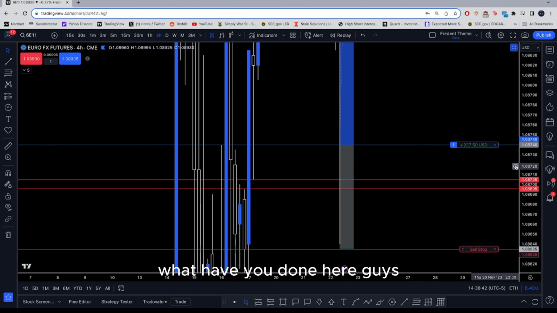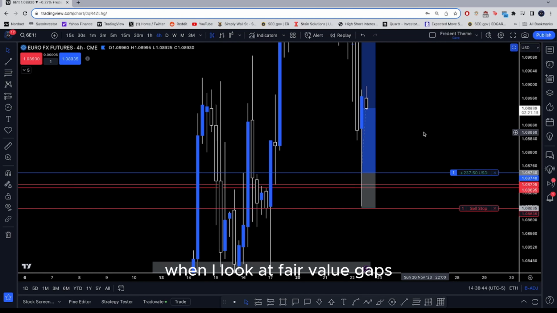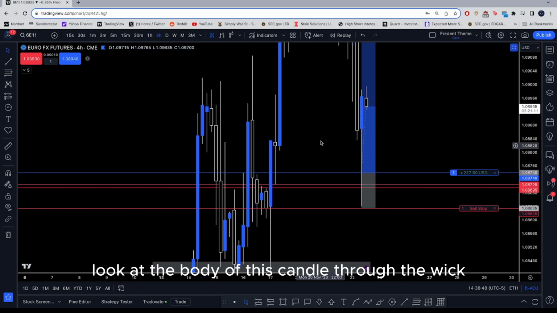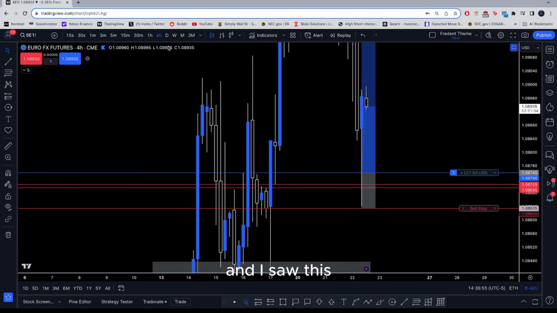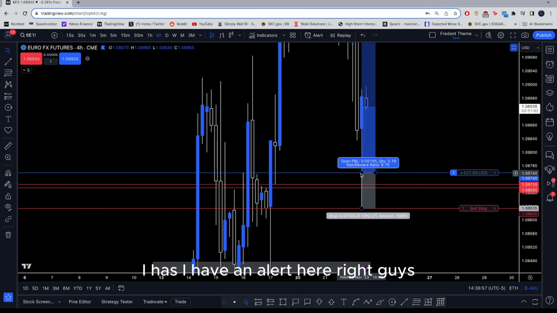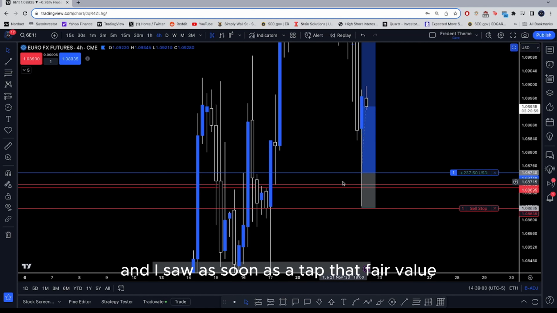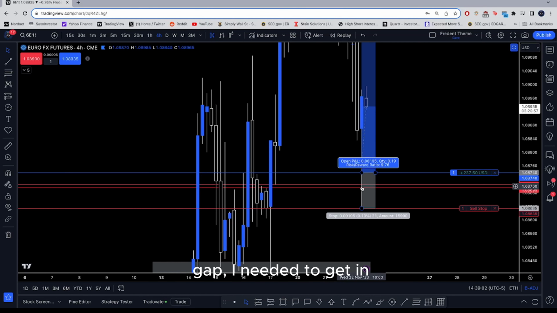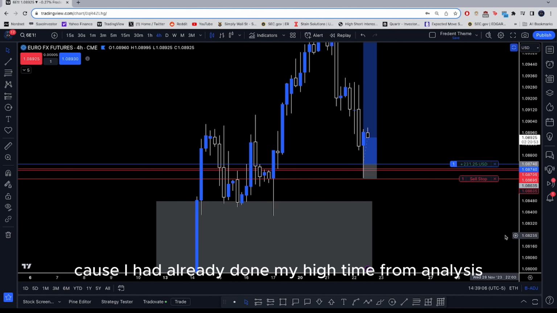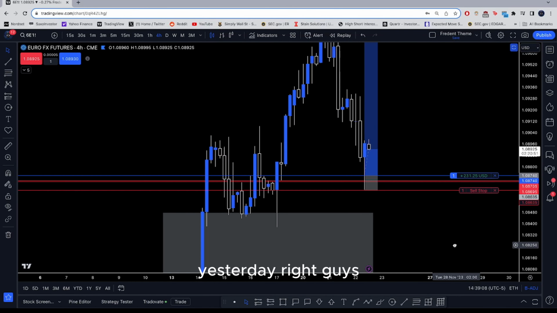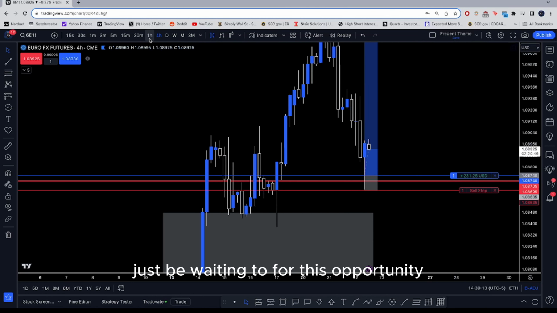What have we done here, guys? When I look at fair value gaps, I look at the body, not the wick. Look at the body of this candle, look at the wick. We tapped into it and we completely respected it, trading back up, right? And I saw this, I had an alert here. As soon as it tapped that fair value gap, I needed to get in, because I had already done my higher time frame analysis yesterday. So I knew what I was looking for, and I've just been waiting for this opportunity.